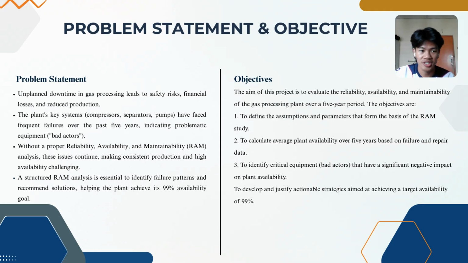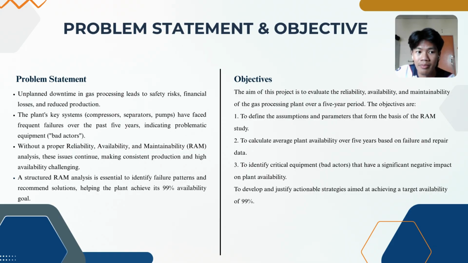Unplanned downtime in gas processing plants can cause serious issues including safety risks, financial losses and reduced production. Over the last 5 years, key equipment like compressors, separators, and pumps in this plant have frequently failed. This points to the presence of high failure rate equipment, also known as bad actors. The core issue is that without a structured reliability, availability, and maintainability, or RAM, analysis, it becomes difficult to identify these recurring failures and take action. This limits the plant's ability to maintain consistent performance and reach its target of 99% availability.